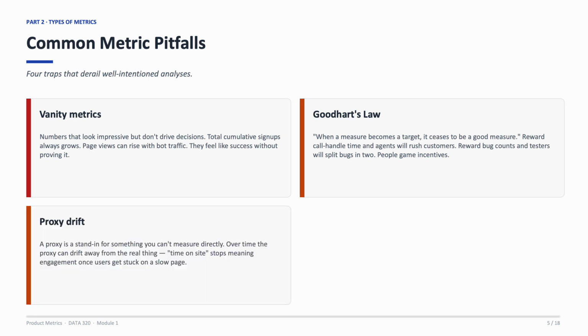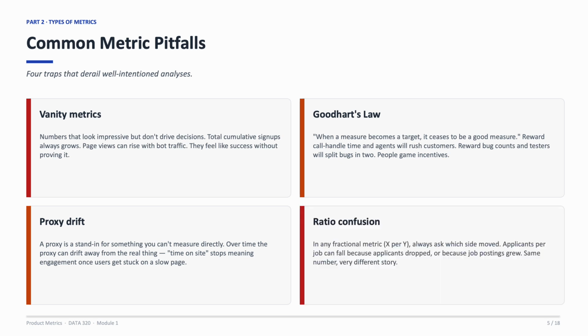Third, proxy drift. A proxy is a stand-in for something you can't measure directly. Time on site is a proxy for engagement, but the proxy can drift. If users get stuck on a slow page, time on site goes up, and now you're measuring frustration, not engagement.